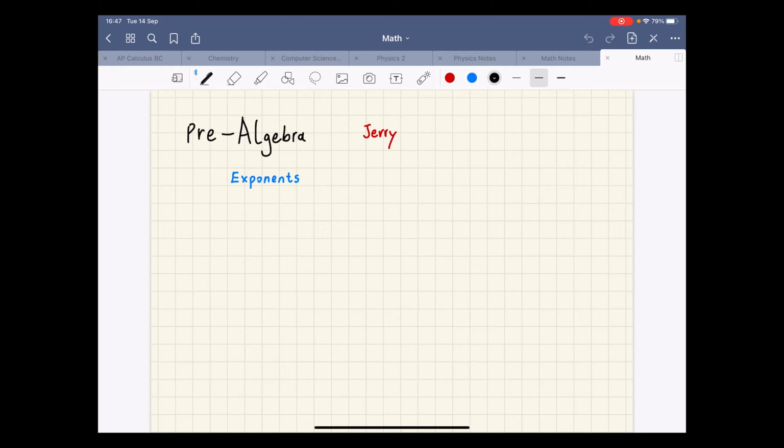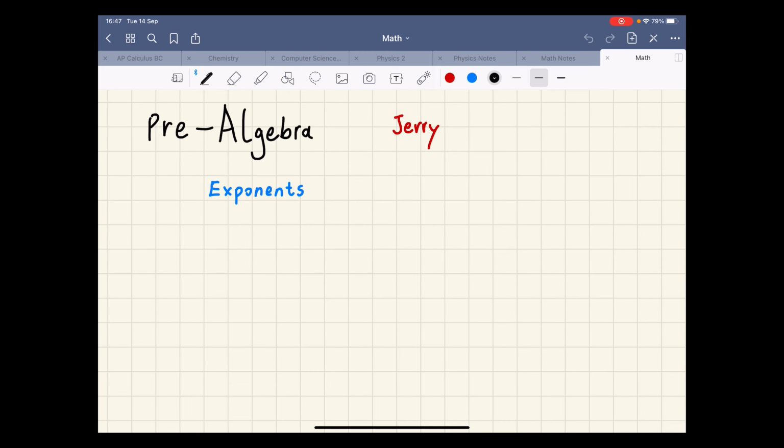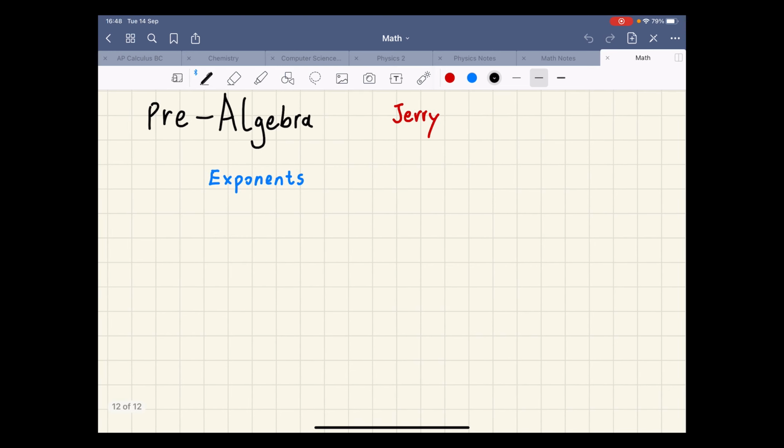And my name is Jerry, and today I'm going to be teaching a pre-algebra concept called exponents. Exponents are a very important concept, and we will get started. So, what is an exponent?